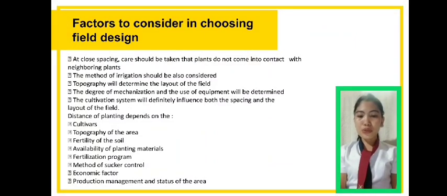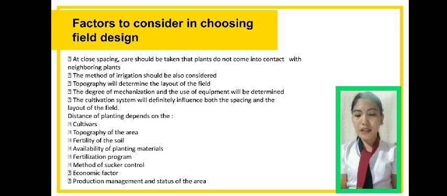Factors to consider in choosing field design. At close spacing, care should be taken that plants do not come into contact with neighbor's plant. Method of irrigation should also be considered. Topography will determine the layout of the field.